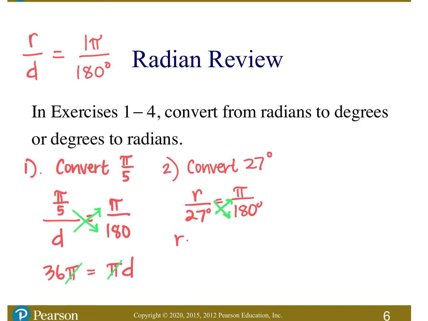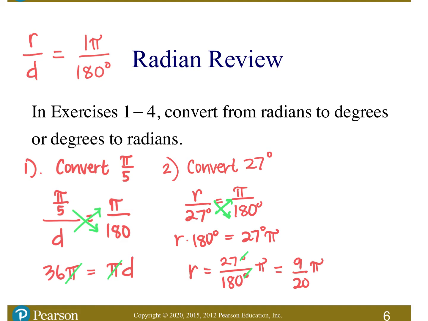All right, so R times 180 equals 27 times pi. And then you divide by 180. So the radians would be 27 degrees over 180 degrees times pi. And the degree symbol reduces because units reduce, just like anything else. And then 27 and 180 are both divisible by 9. So you get 9 over 20 pi. And that's not reducible anymore.